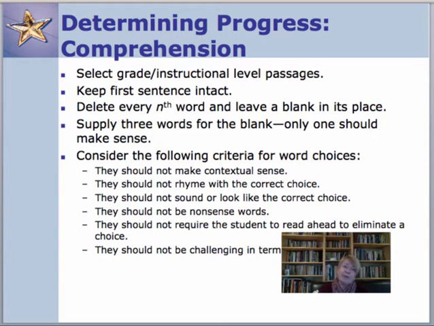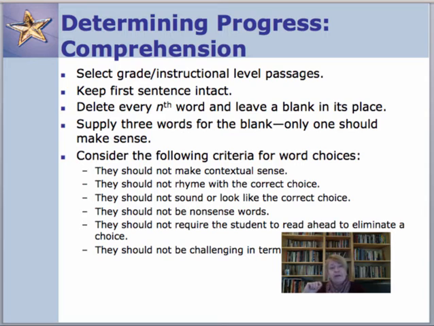Determining progress in comprehension, and remember we're using the fill-in-the-blank method, cloze method, maze method, whatever you want to call it. So we want to select grade or instructional level passages and keep the first sentence of the passage intact, and then delete, blank out every nth word, leave a blank in its space. So you can determine which words to blank out. You obviously want to blank out a word that can be filled in by using the context of the sentence and the passage, because that is the comprehension aspect of it. So you're going to delete every nth word, whatever you determine to be an appropriate number based on the curriculum and the expectations of students, and leave a blank in its place.